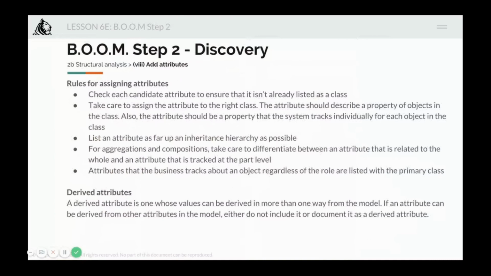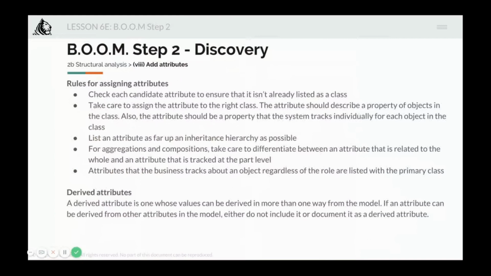Okay. There's something called a derived attribute. A derived attribute is one whose values can be derived in more than one way from the model. If an attribute can be derived from other attributes in the model, either do not include it or document it as a derived attribute. So you mark a derived attribute with a slash. That's the typical convention. For example, forward slash extended price.